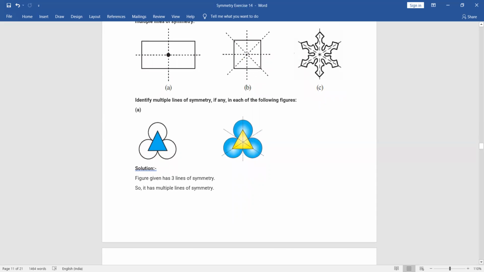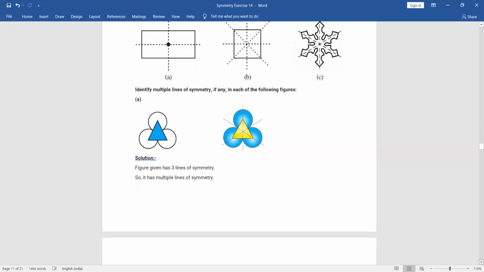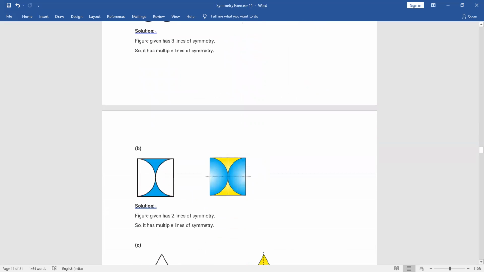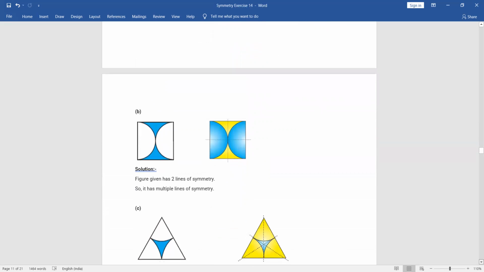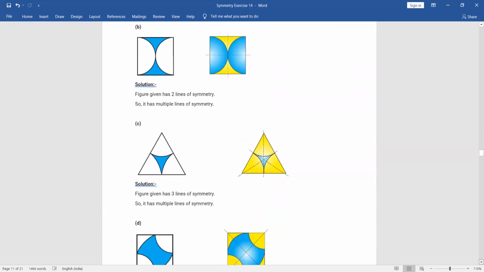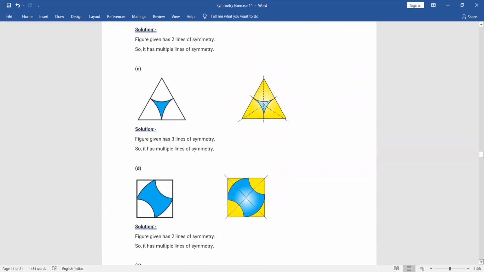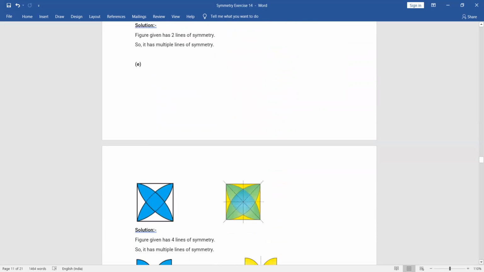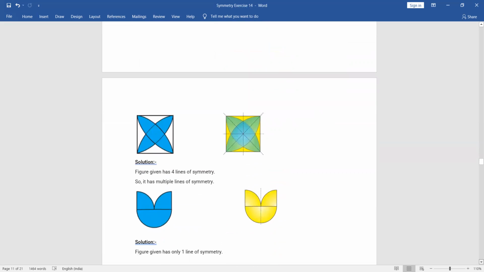You need to try to draw the lines as in the first diagram. Just see how many lines we have drawn, 3. So yes, it is a multiple line of symmetry because we have 3 lines of symmetry. Now we have tried the second one, 2 lines of symmetry. In the third one, yes, 3 lines of symmetry. Again, in the fourth one, 2 lines of symmetry. In the fifth one, 4 lines of symmetry.